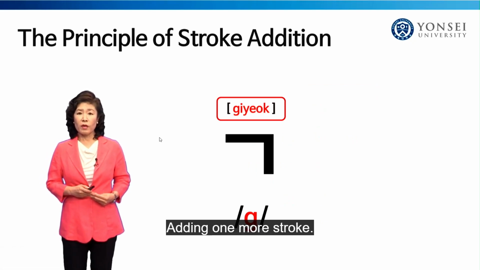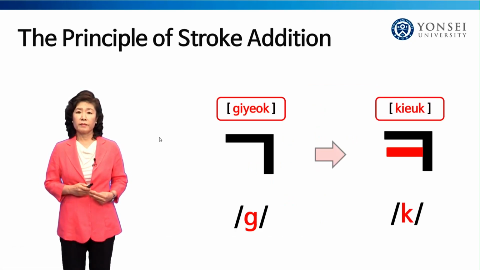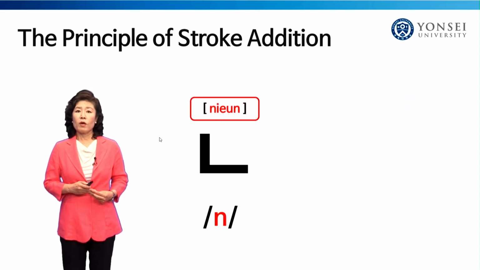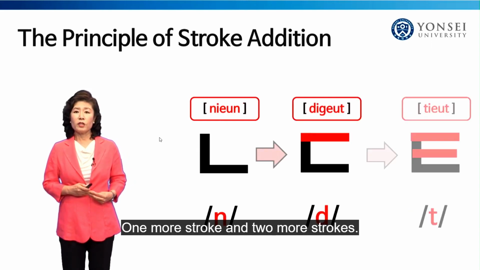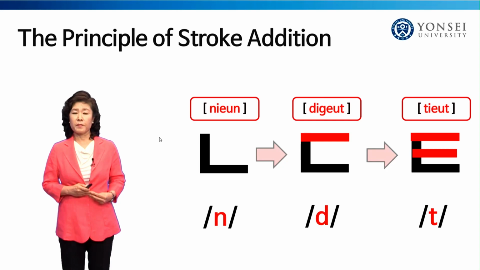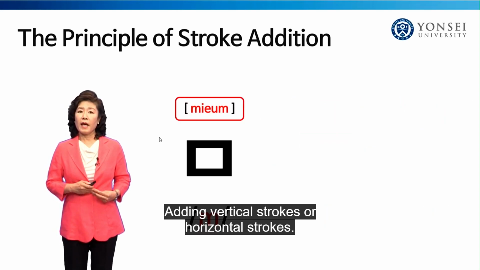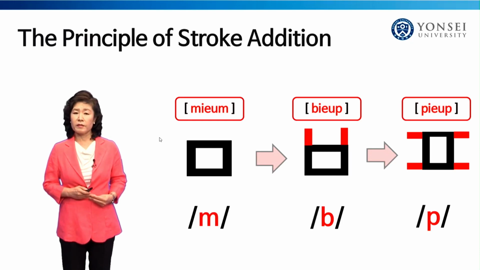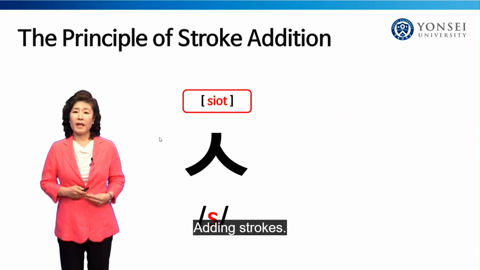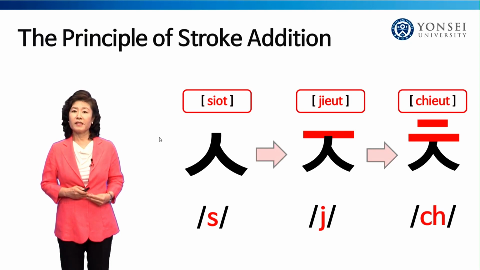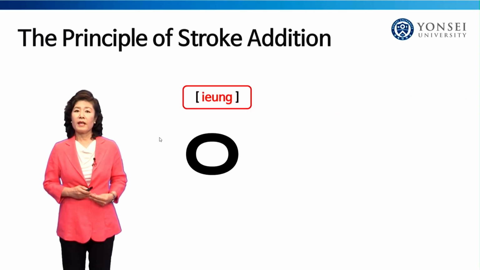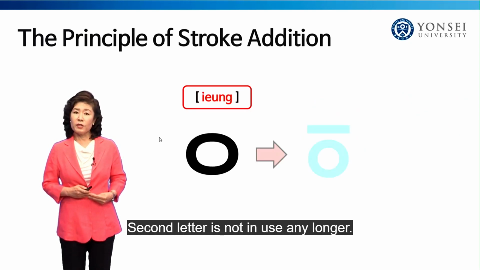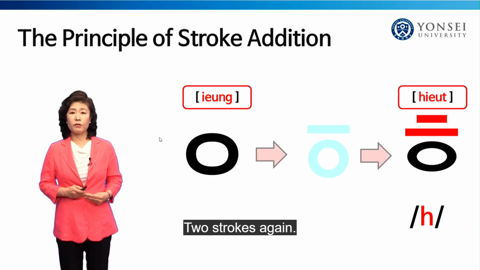Adding one more stroke, one more stroke, and 2 more strokes. Adding vertical strokes or horizontal strokes. Adding strokes. Second letter is not in use any longer. 2 strokes again.